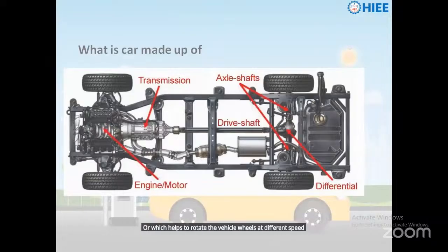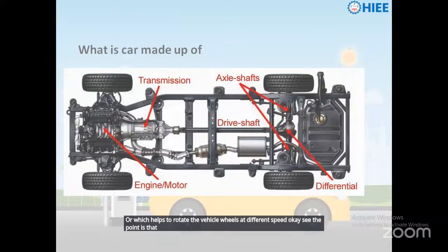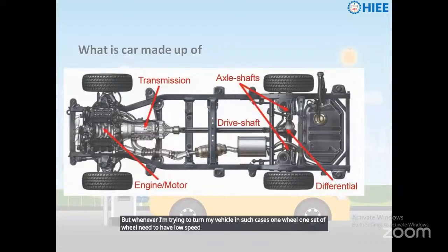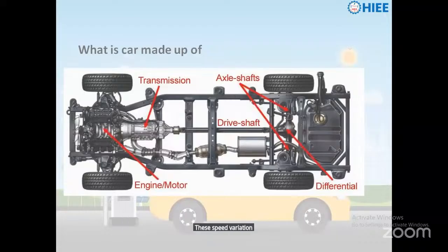See, the point is that whenever I'm going on a straight road, both the wheels need to have the same speed. But whenever I'm trying to turn my vehicle, in such cases, one set of wheels needs to have low speed and one set of wheels needs to have high speed. This speed variation can be done only with the help of the differential.